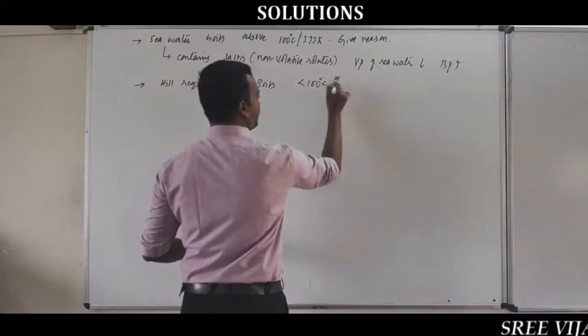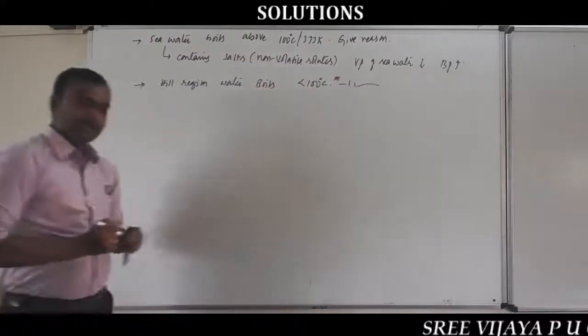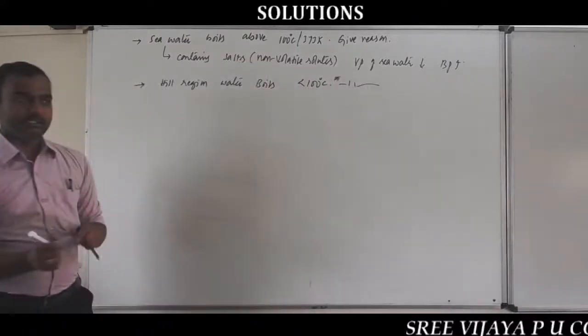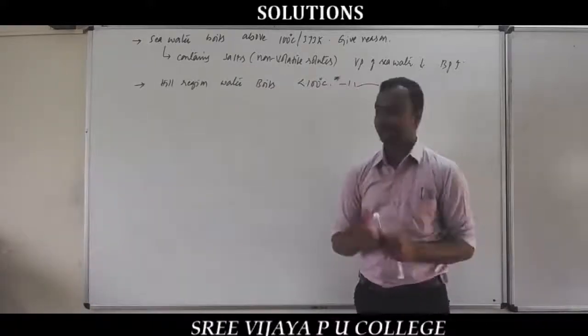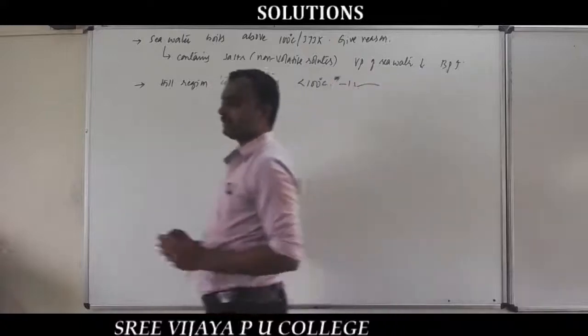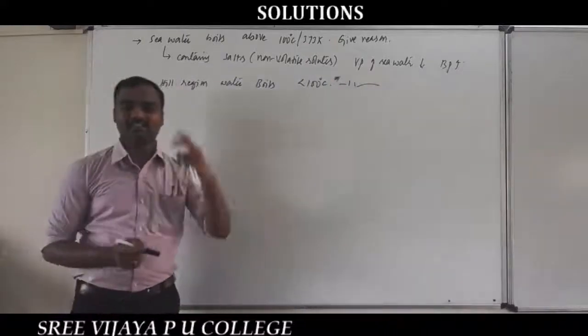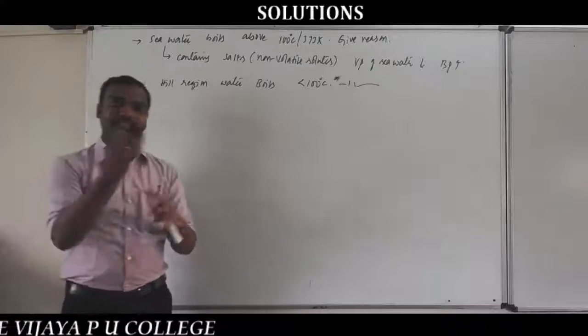Below 100 degrees Celsius. Again give reason. So sea water boils above 100 degrees Celsius because solutes are present. Therefore vapor pressure decreases and the boiling point rises. Again, in the hill region, water boils below 100 degrees Celsius, that is at 98 or 97 degrees Celsius.